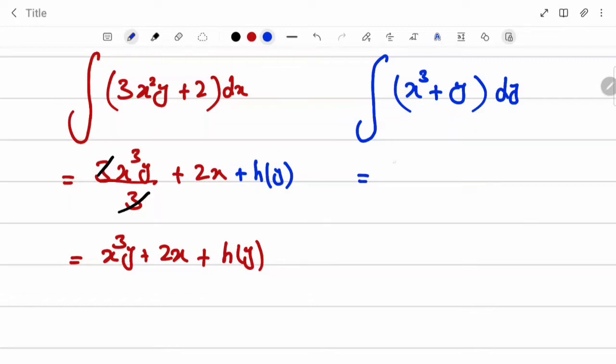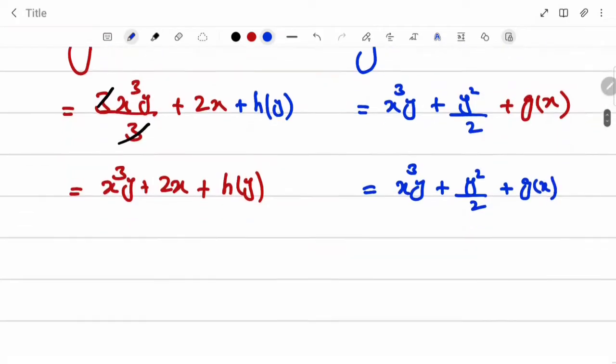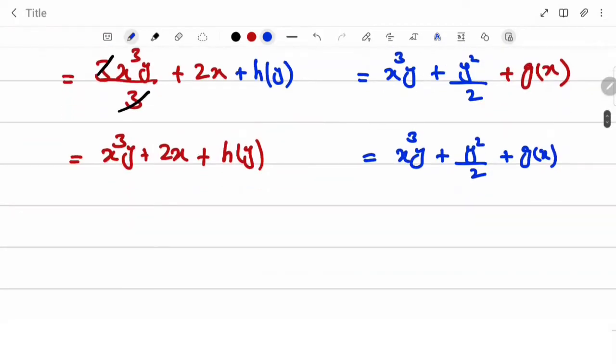Okay, now the integration of this other one. x cubed will remain there because we are now integrating with respect to y. So y appears, plus y squared by 2. Now, anybody can guess, yes, we need to place a constant that has x. So we ultimately end up with x cubed y plus y squared over 2 plus g(x). I hope everybody gets the point.